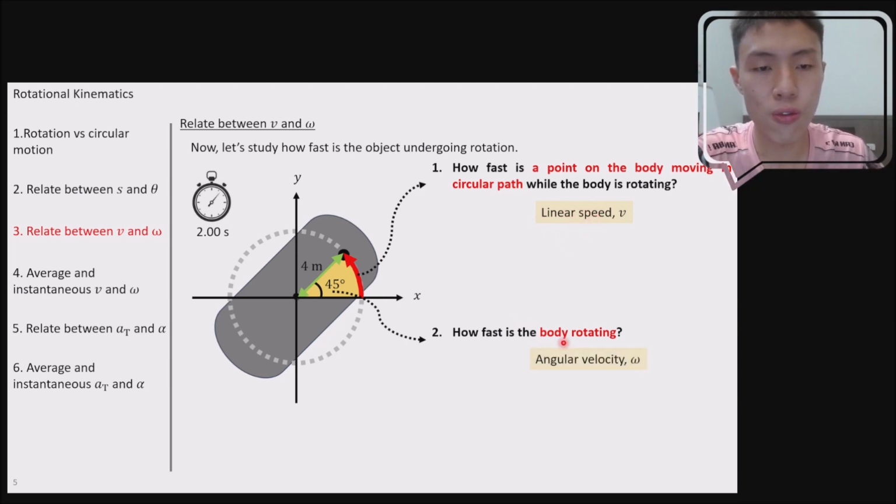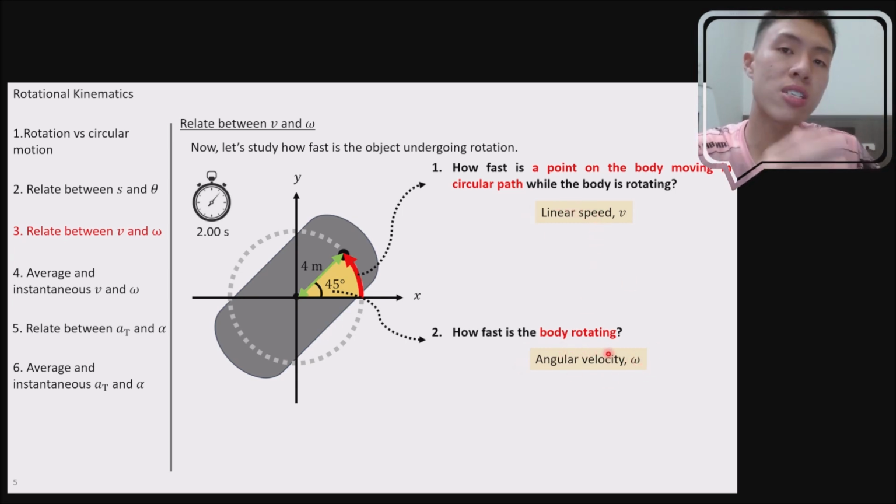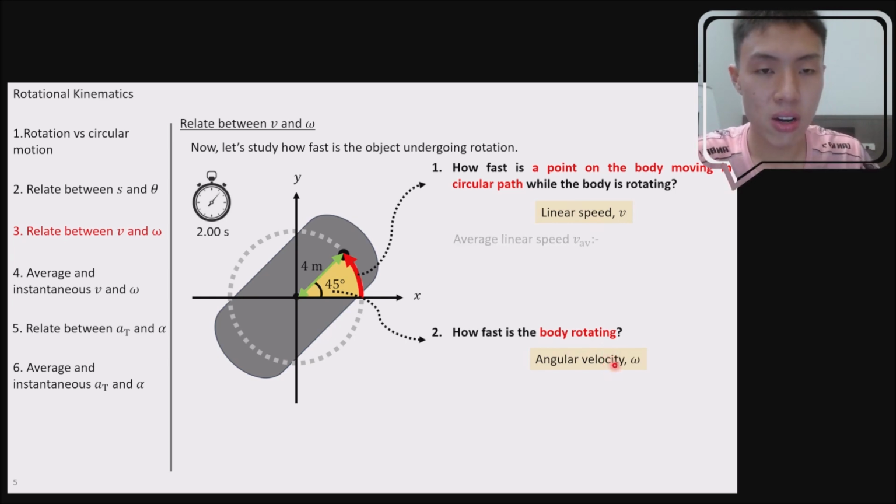For this second value, because it's related to rotating, it talks about change of angle. So in this case, it will be an angular quantity. This is angular velocity, omega. Linear means they are talking about the distance. Angular means they are talking about the angle. If you want to determine the average linear speed, we learned from kinematics of linear motion that it's distance divided by time. So it's still the same idea over here.